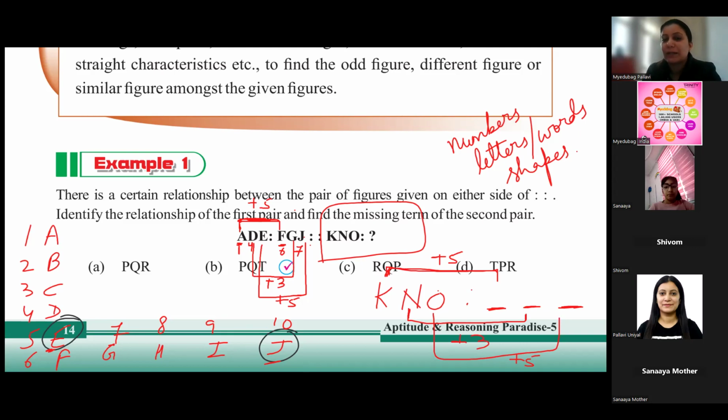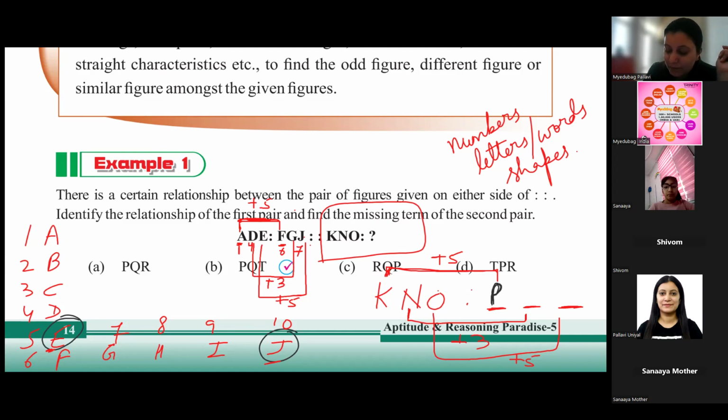So now, after K, if we move 5 steps forward, you can just recall the alphabets and see what we'll reach after K. L, M, N, O, P. You can just check it by yourself. If we add 5, we'll reach P, right? Correct.